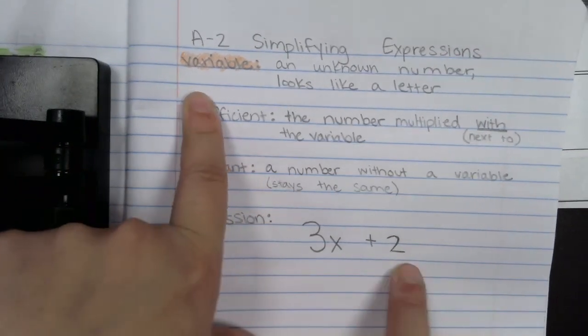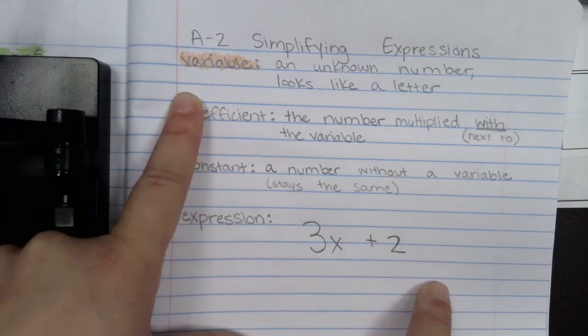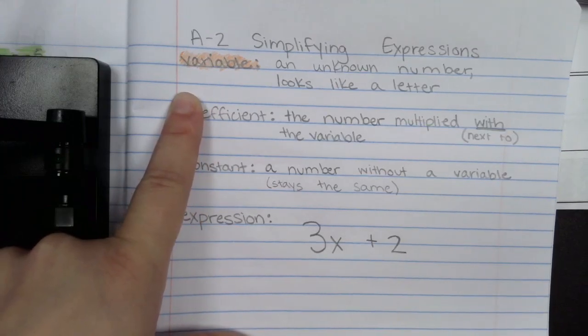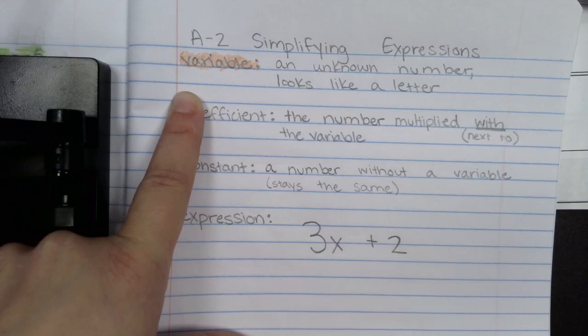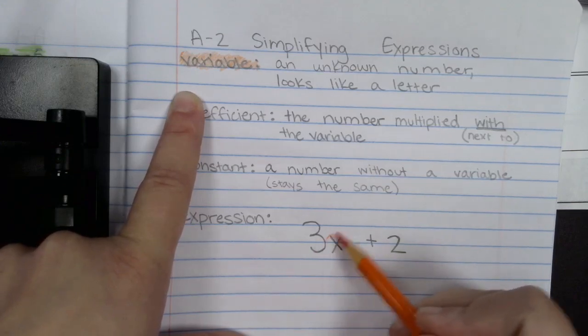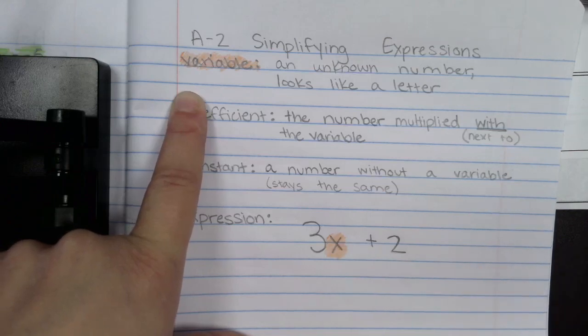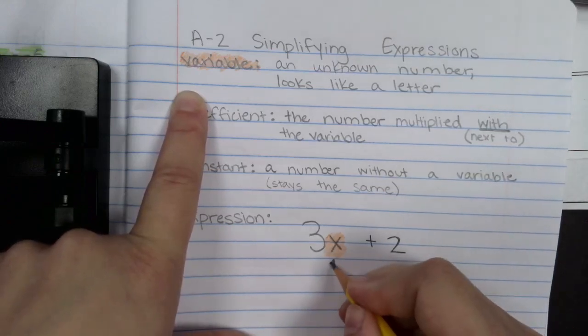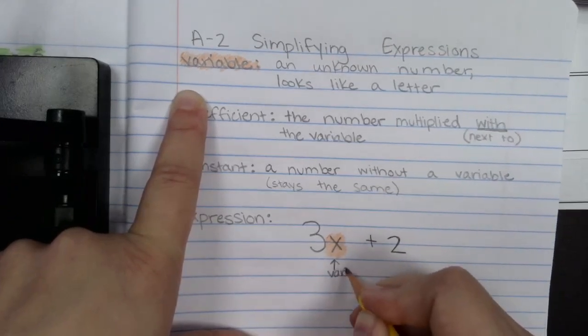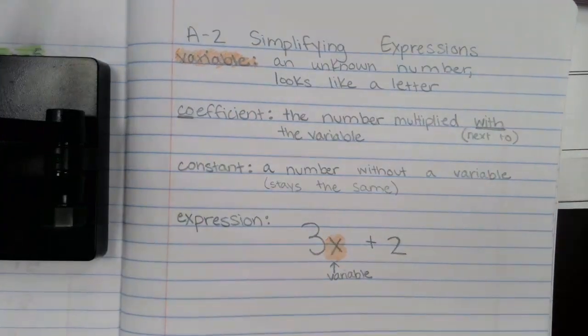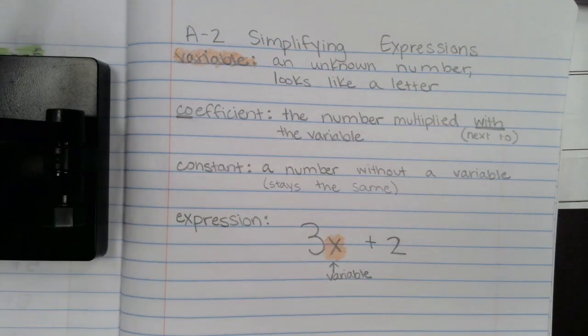Alright, and what do we got for our variable here in our expression? Which one is our variable? Our variable is which part? X. So if you want to label that variable, you can. Okay, so that x is our variable.